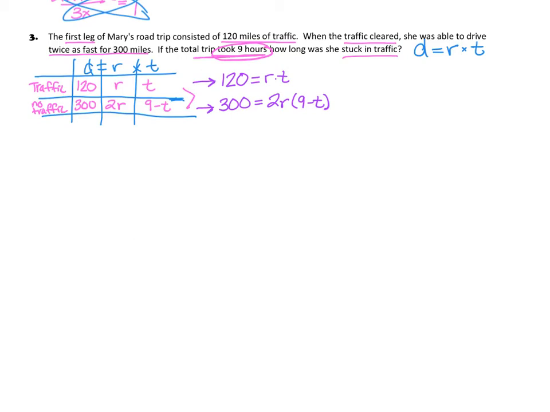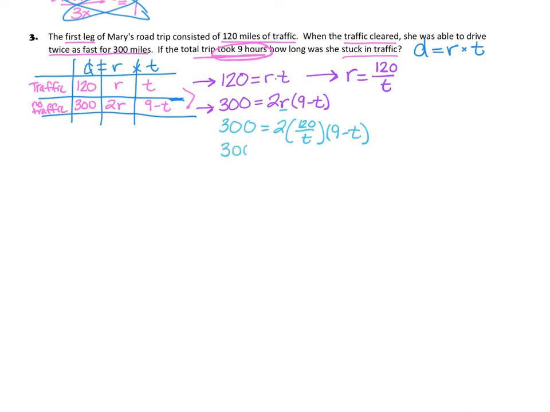So I need to solve for one of my variables in order to do substitution, because elimination is really not an option here. So what I'm going to do is solve this first equation for r. So r would equal, well, to get r alone, I would divide both sides by t. So r would equal 120 over t. Now I'm going to take that 120 over t and substitute it in for r in my second equation. So I'm going to get 300 equals 2 times 120 over t times (9 minus t).